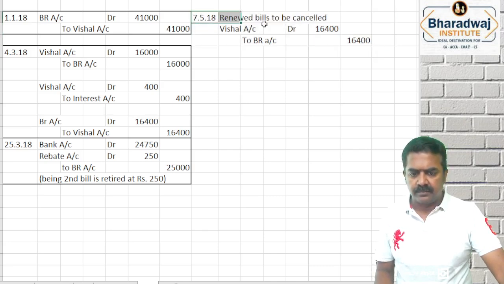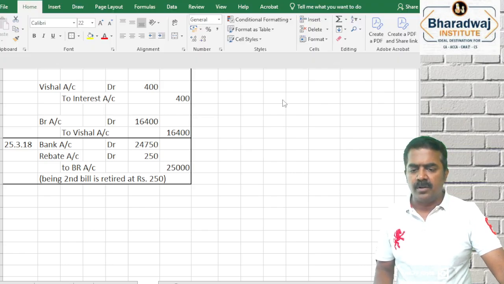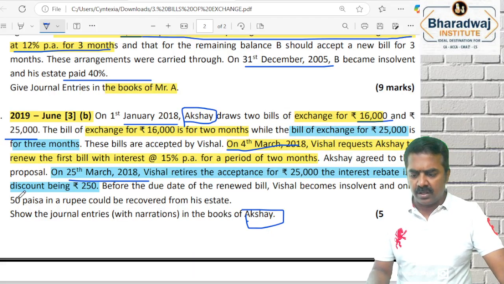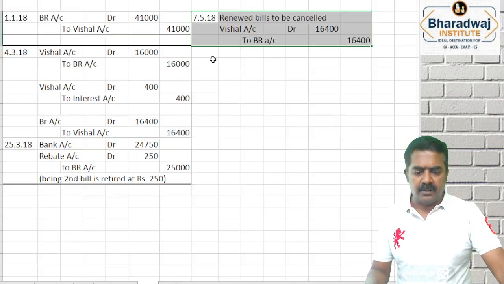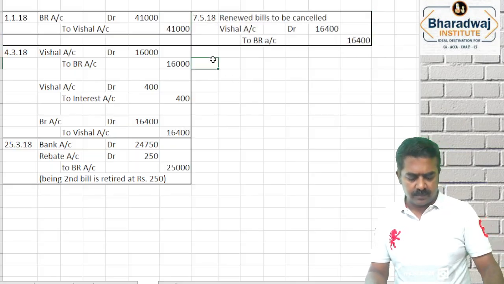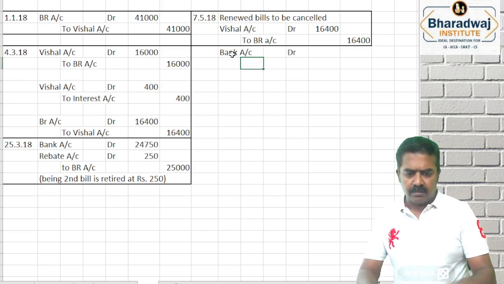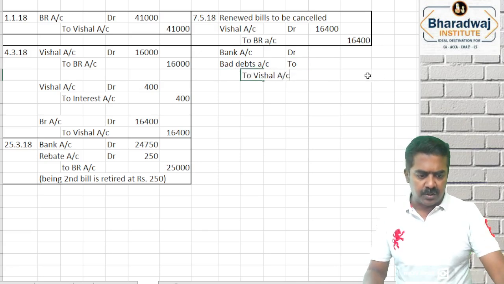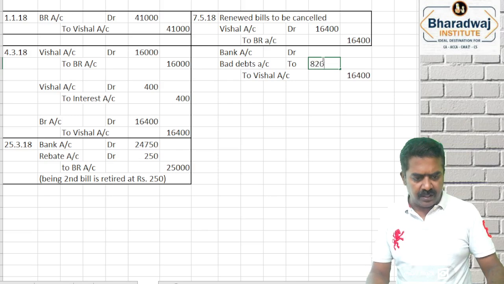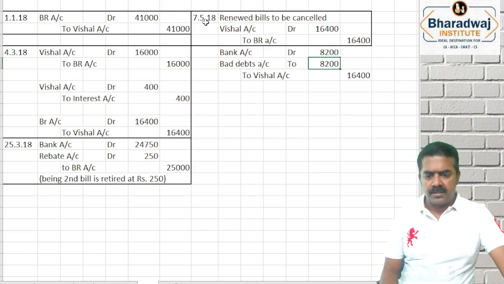Then what happens? Are we able to collect full money? No, we are able to collect only 50 paise in a rupee. What is the entry you will pass? Bank account debit, bad debts account debit to which account? Vishal account. Vishal has to pay 16,400. He pays only 50%, 8,200. Balance 8,200 will become what? Bad debts.